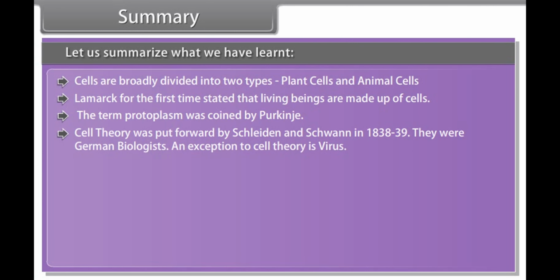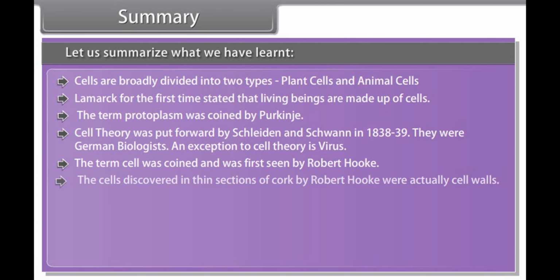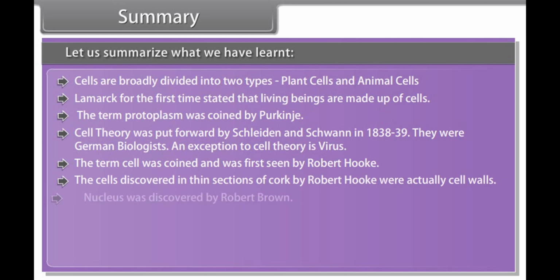Cell theory was put forward by Schleiden and Schwann in 1838 to 1839. They were German biologists. An exception to cell theory is virus. The term cell was coined, and cells were first seen, by Robert Hooke. The cells discovered in thin sections of cork by Robert Hooke were actually cell walls. The nucleus was discovered by Robert Brown.